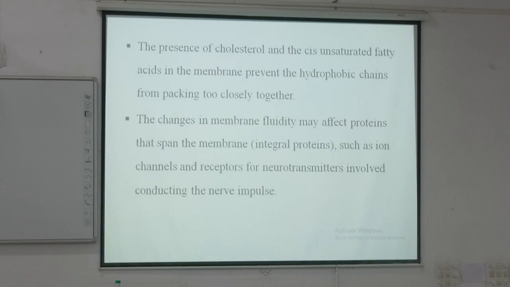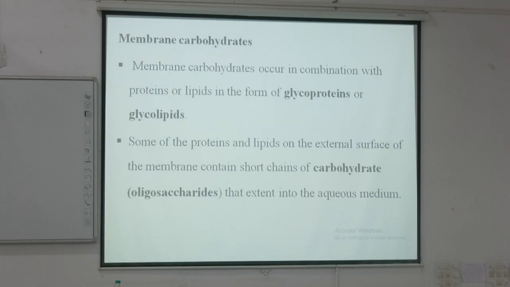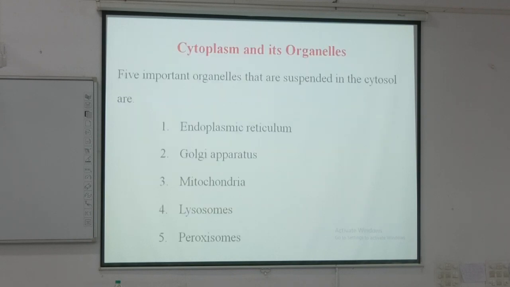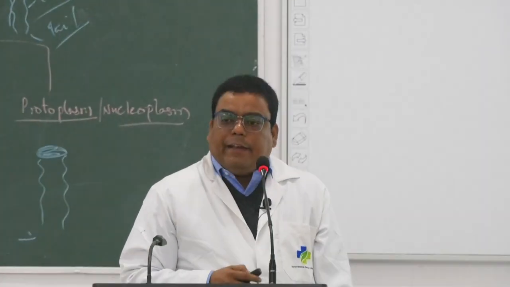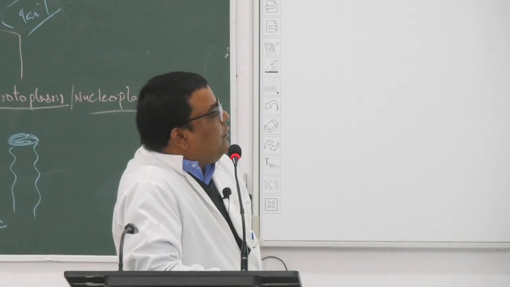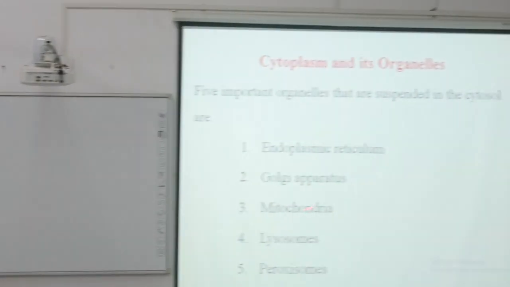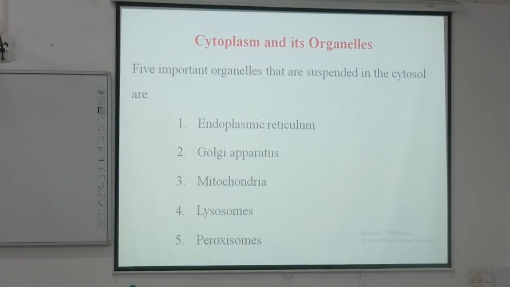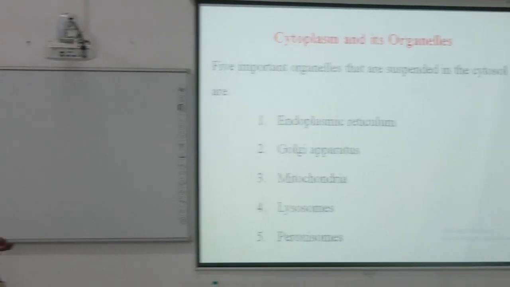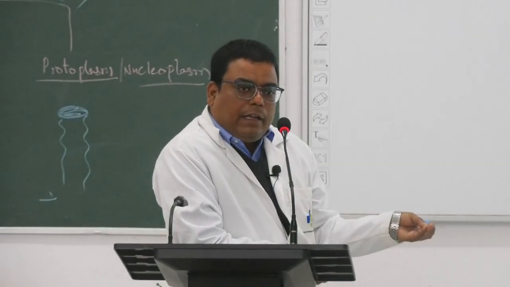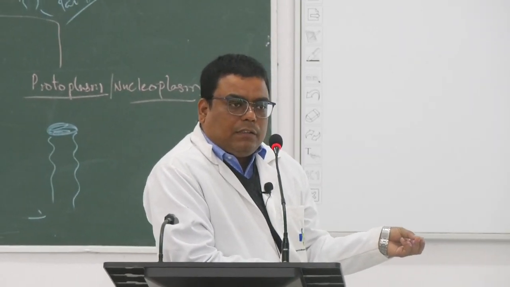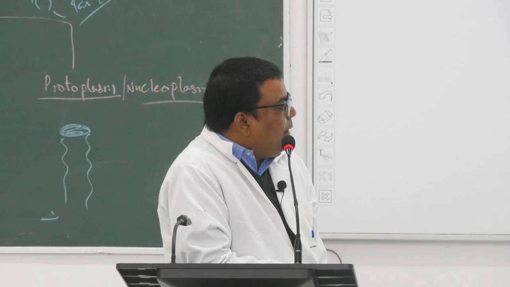Okay, so now for the next class we will discuss the cytoplasm and its organelles in detail: the mitochondria, endoplasmic reticulum, Golgi apparatus, lysosomes and peroxisomes. Okay, so what we discussed today: the fluid mosaic model, function of the cell membrane, composition of the cell membrane, lipid bilayer model. This is called lipid bilayer.